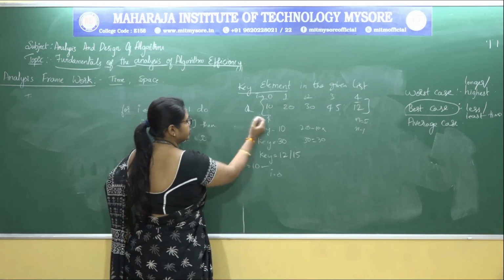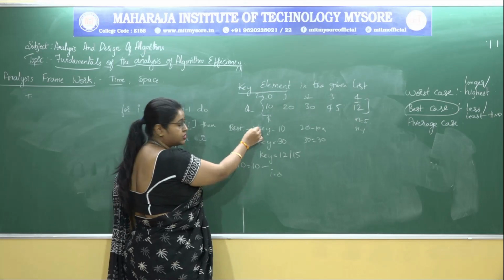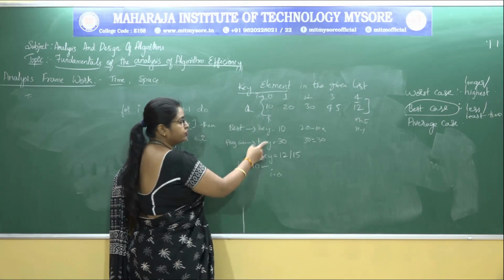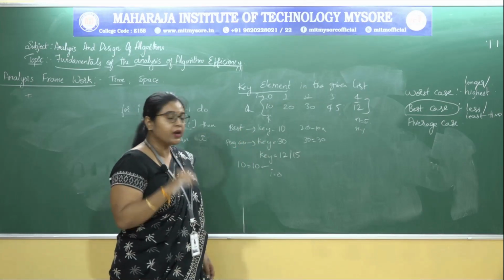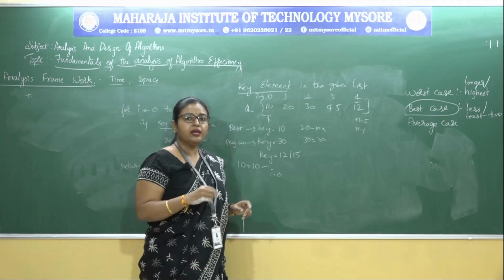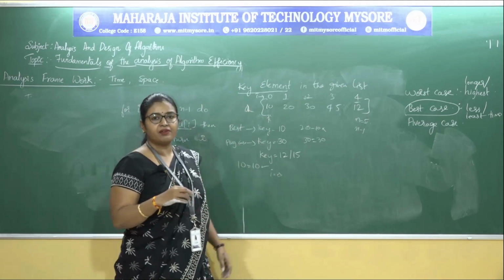So this is the best case of the linear search, and this is the average case of the linear search program. Next, let me take 12. So let me take the key value as 12 and keep on comparing the values.